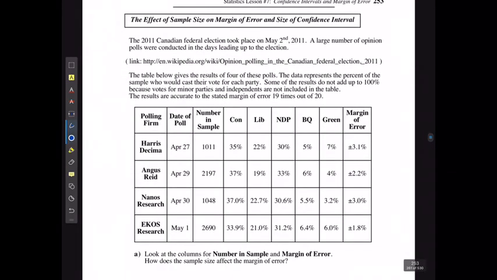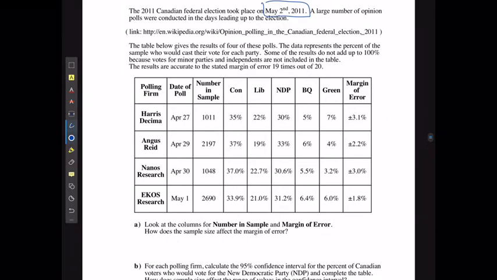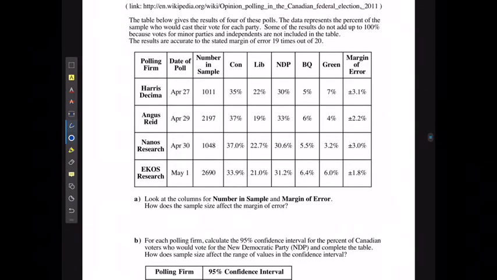Now, if we're taking a look at the effect of a sample size on margin of error and size of confidence level. So in this case, the 2011 Canadian federal election took place on May 2nd, 2011. A large number of opinion polls were conducted in the days leading up to this election. The table below gives us the results of 4 of these polls.